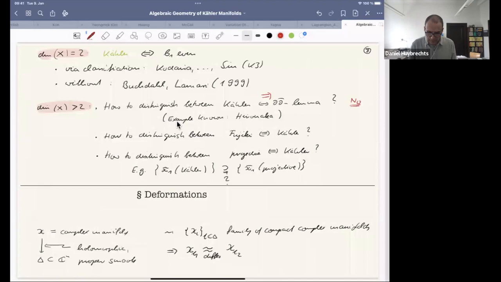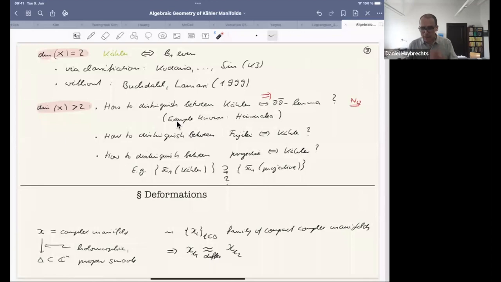Also, the question is how to distinguish between Fujiki and Kähler. It's not so clear. And then finally, the question of how to distinguish between projective and Kähler. That's a very interesting question, and I'll come back to this. For instance, you could ask, we know b1 of a Kähler manifold and b1 of a projective manifold are both even. H1 is always the abelianization of the fundamental group. So now you can ask if the first cohomology groups I can get from projective manifolds and those I can get from Kähler manifolds are the same. What about the fundamental groups? Is every pi one of a Kähler manifold also pi one of a projective manifold? And that's not known.